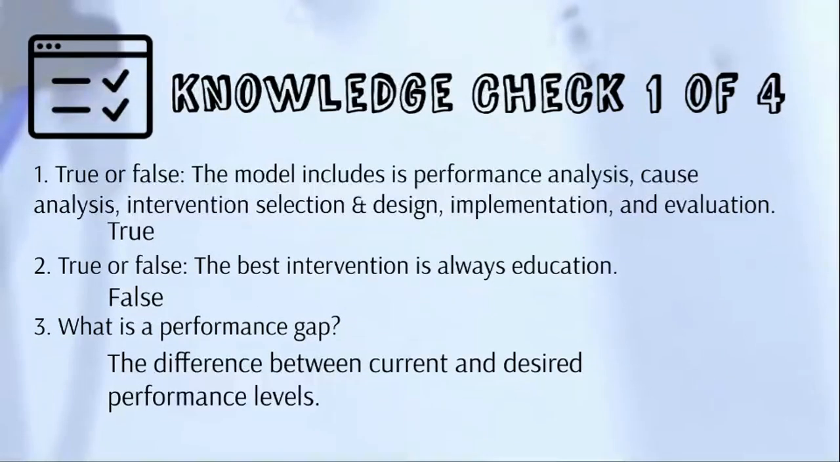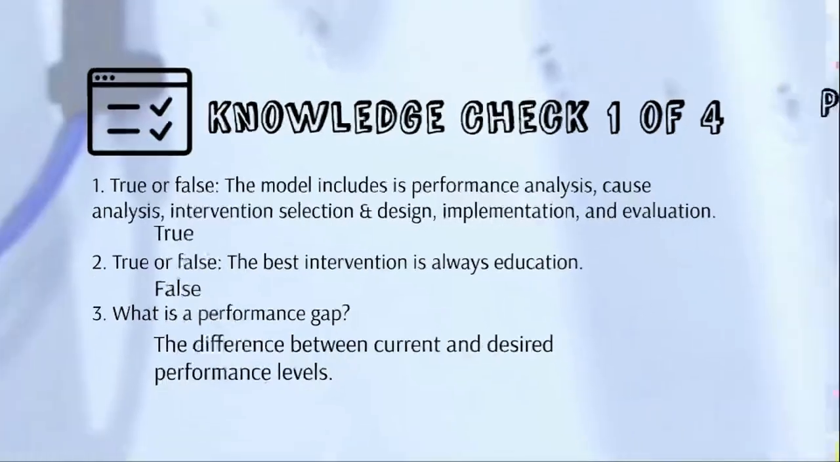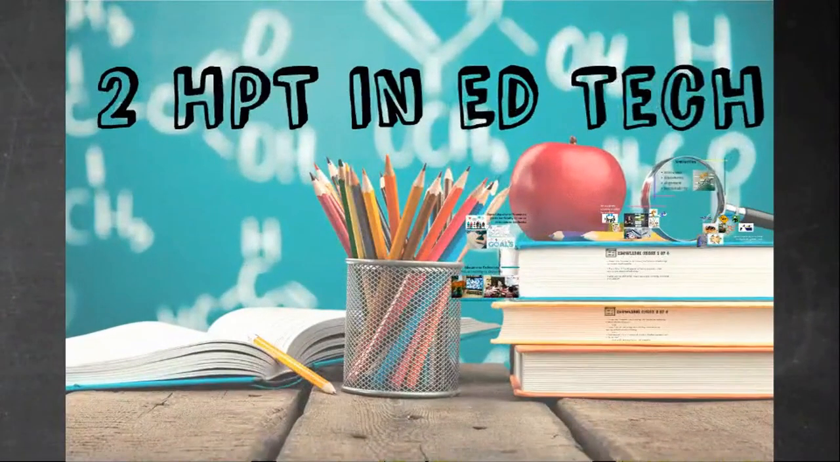Let's see how you did. 1 is true. These were the components on the diagram we looked at. 2 is false. Other interventions included team building and facilities design. 3. A performance gap is the difference between current and desired performance levels. Let's look at HPT and educational technology.